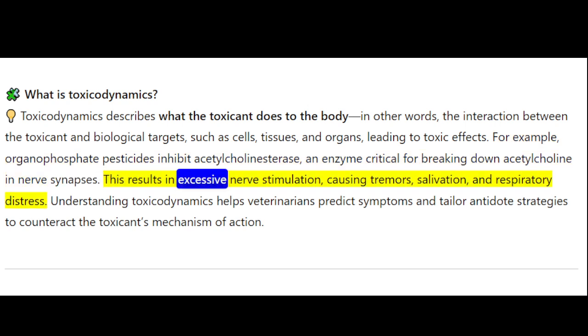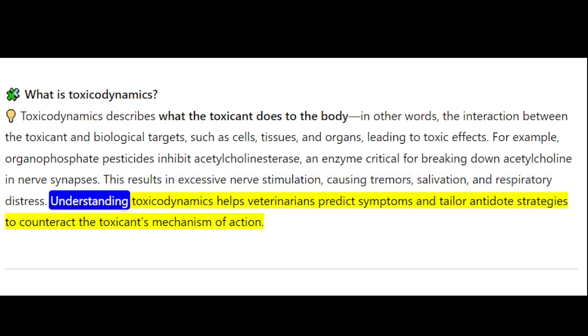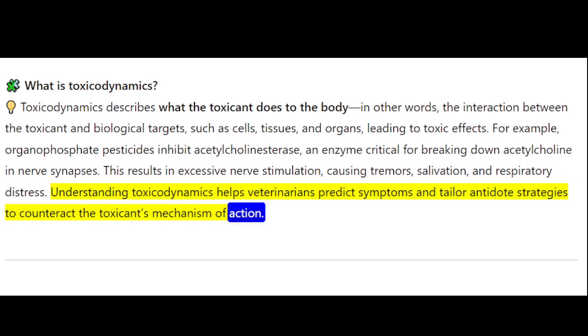This results in excessive nerve stimulation, causing tremors, salivation, and respiratory distress. Understanding toxicodynamics helps veterinarians predict symptoms and tailor antidote strategies to counteract the toxicant's mechanism of action.